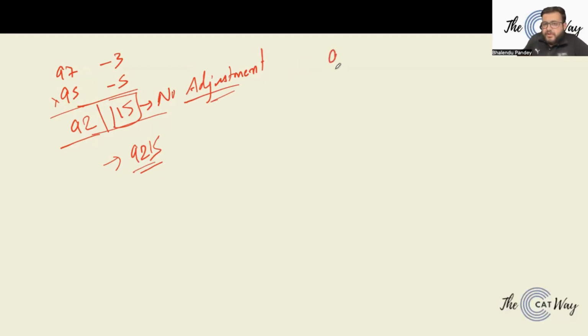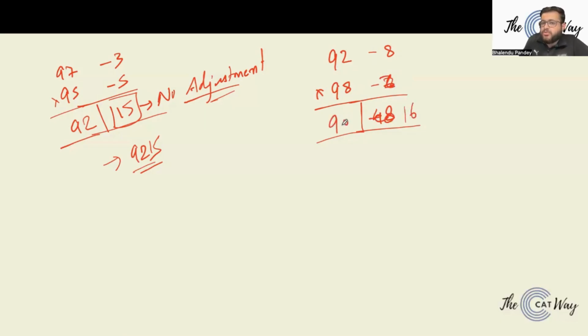Let's say this time we have to do 92 into 98. Correct? This is minus 8. This is minus 6. 8 6s are 48. Minus 8 into minus 6 gives you a 48. 92 minus 6, 98 minus 8. Both are going to give you, sorry, this is minus 2. Sorry. 8 2s are 16. So 92 minus 2, 98 minus 8. Both are going to give you a 90.